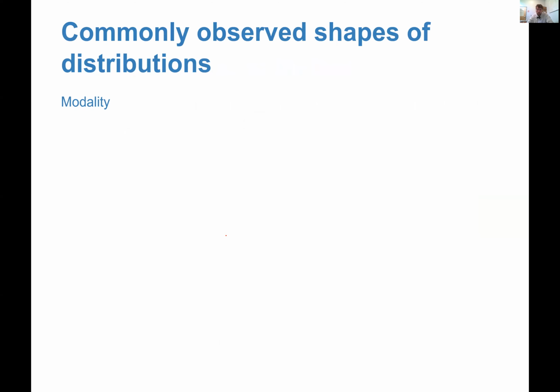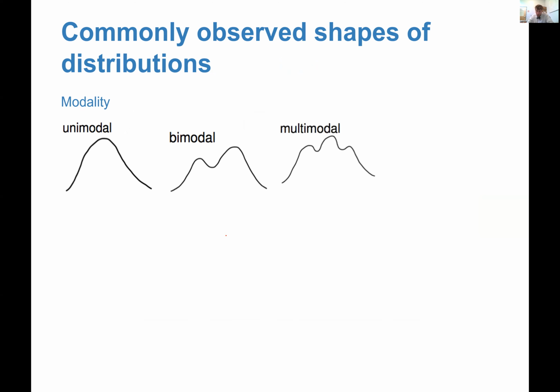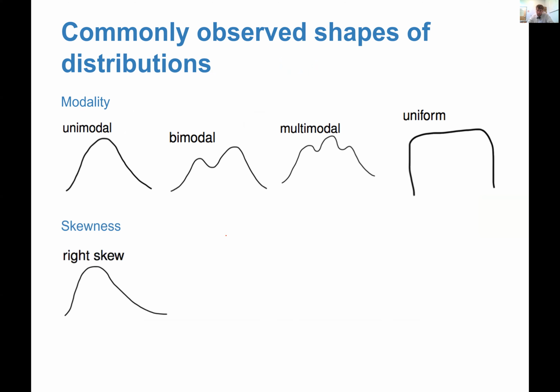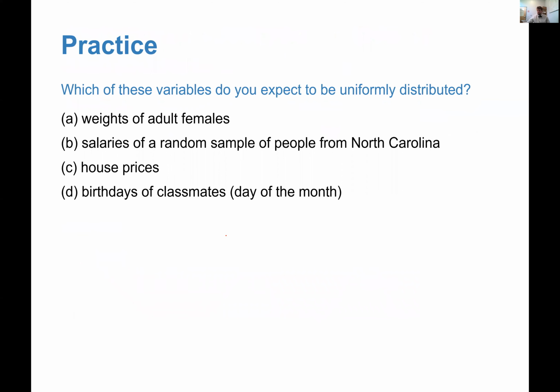Okay, so modality, I'm going to repeat some things. Unimodal, one hump. Bimodal, 2 humps. Multimodal, 3 or more humps. Uniform, roughly the same. Then skewness: right skewed, left skewed. Remember, the skew refers to the tail that's going off to the side, and then symmetric.